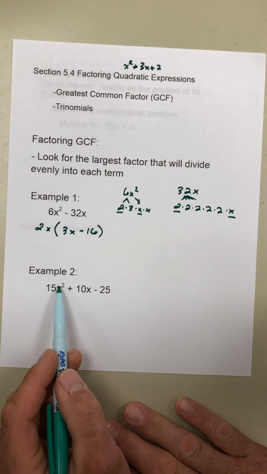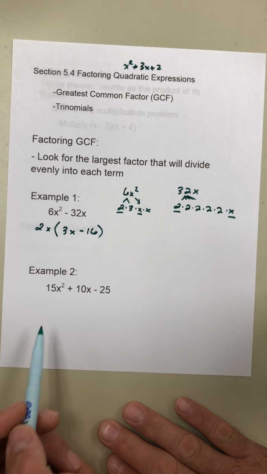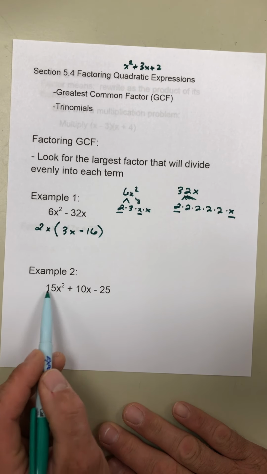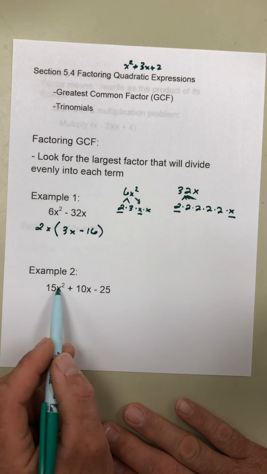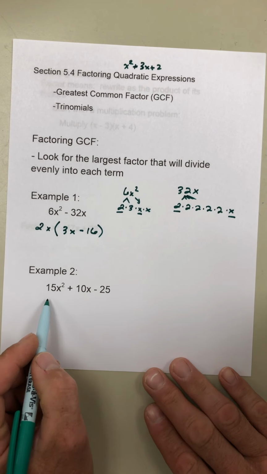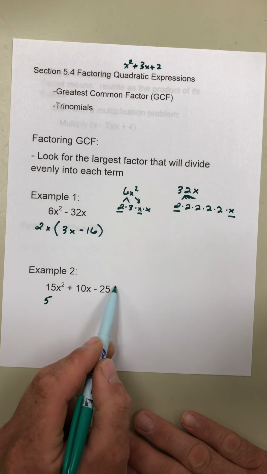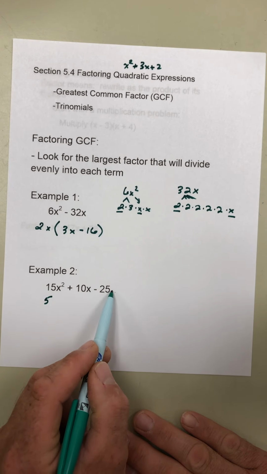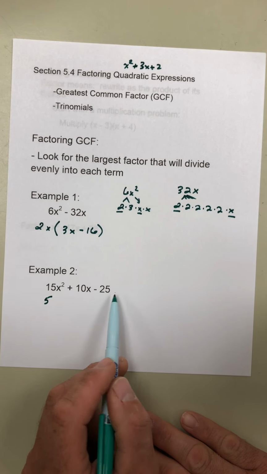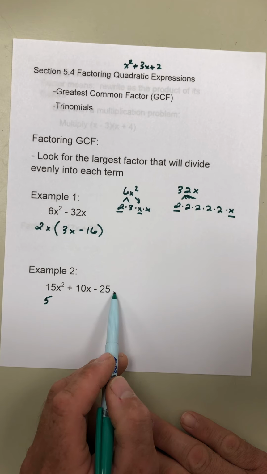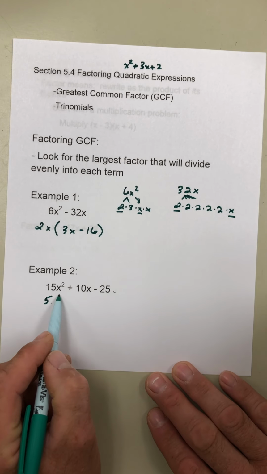In example 2, we have 15x squared plus 10x minus 25. Again, we look at the numbers, 15, 10, and 25. What goes into all three of those? Well, the number 5 does. I have x squared, x, and no x here. So what's the largest number of x's I can take out? Well, I can't take out any. Since this one doesn't have an x term, I can't take any out.